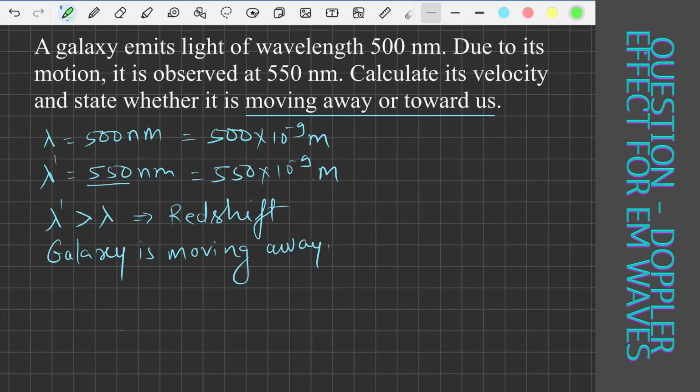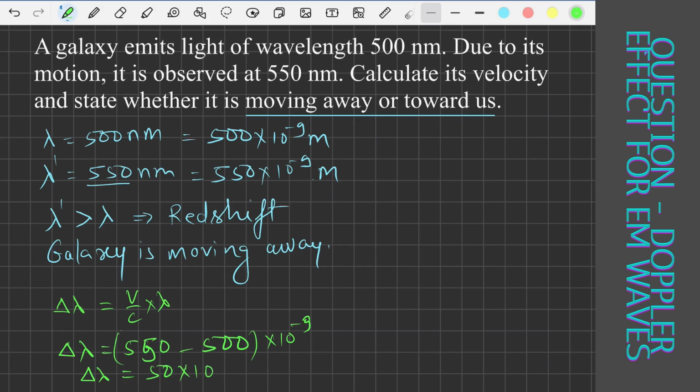Now let's calculate the velocity of galaxy. Which formula we can use here? We can use delta lambda is equal to v by c into lambda. We have already learned this. So how much is the delta lambda? Delta lambda here is 550 minus 500, and of course this is 10 power minus 9. I'm taking 10 power minus 9 common. So we can write delta lambda is equal to 50 into 10 power minus 9 meter.